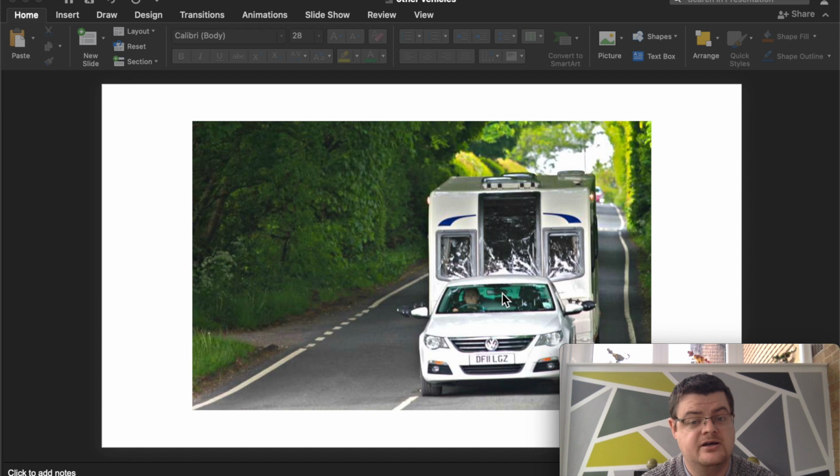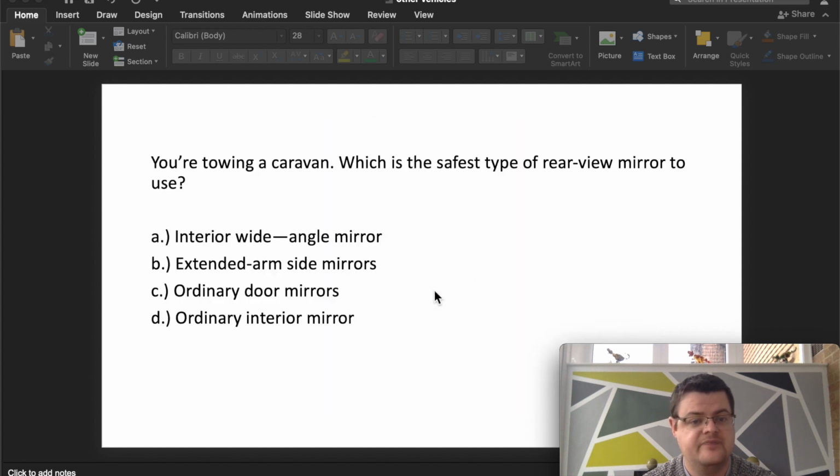Well, there's a four-letter word, but I'm not going to say it on this video. It begins with S, ends with T. That's what you can see behind you in the interior mirror. You can't see anything behind you. All you're going to be able to see is just your caravan. So it's not going to be much use, the interior mirror. So you can rule out options D and A. The interior mirror is not going to help at all.